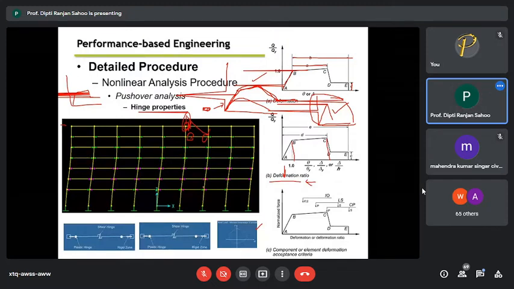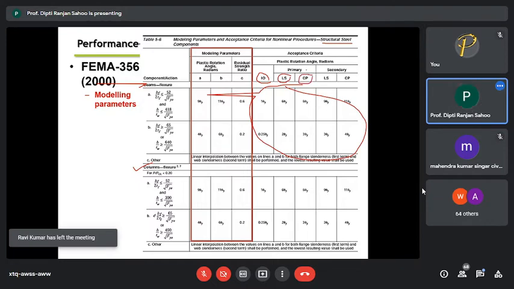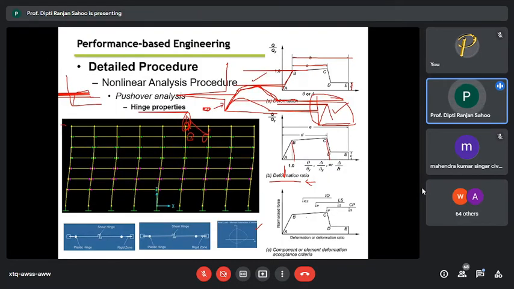Once you model, at the same time it also gives you the acceptable performance. That means the rotational parameter for a beam for immediate occupancy, life safety, and collapse prevention, for primary and secondary components. For example, it gives you this point corresponding to IO, this for primary and secondary, this point corresponding to life safety, this point corresponding to collapse prevention, and this point probably for the secondary elements. Secondary means non-structural elements.